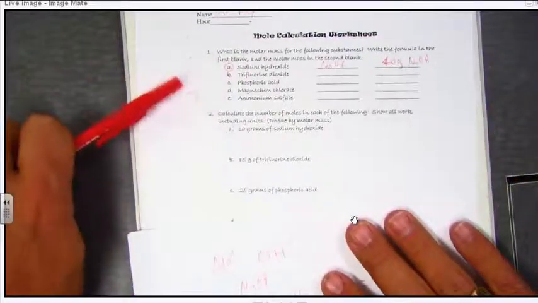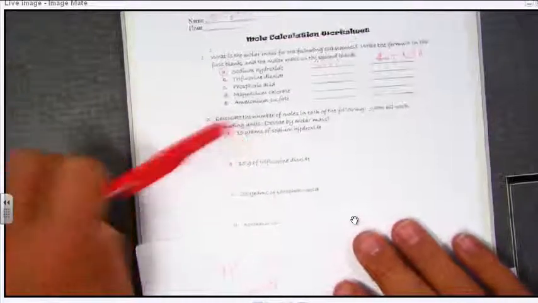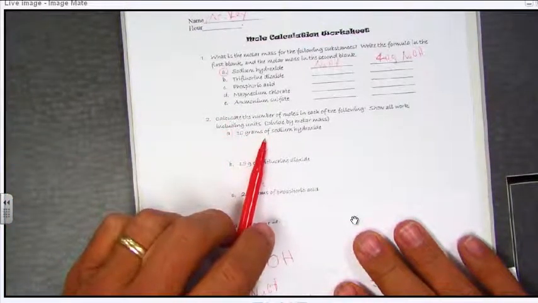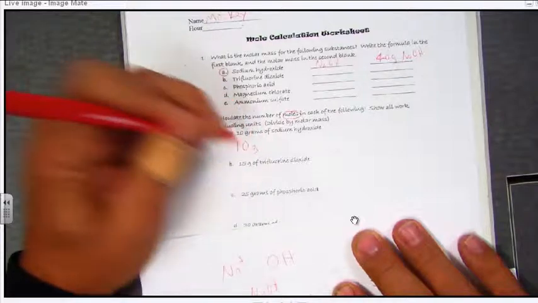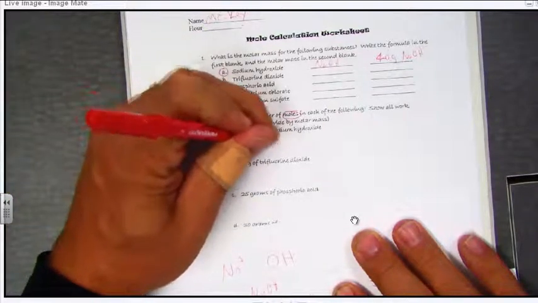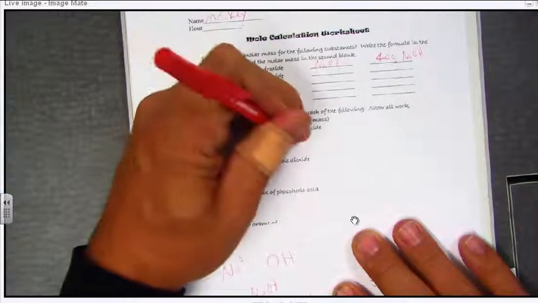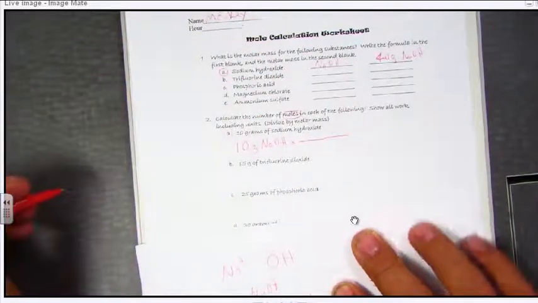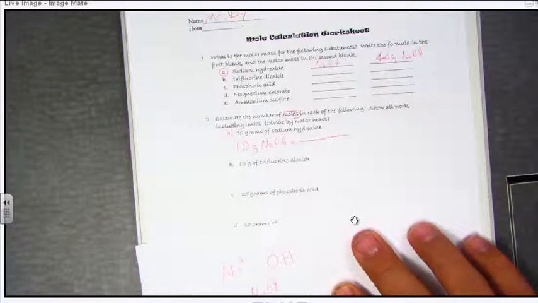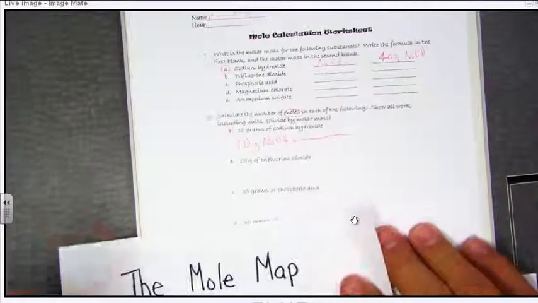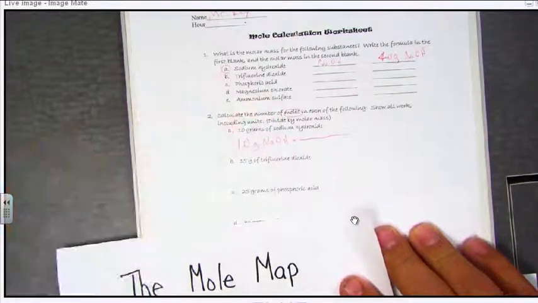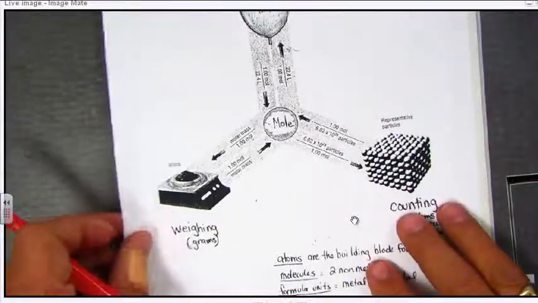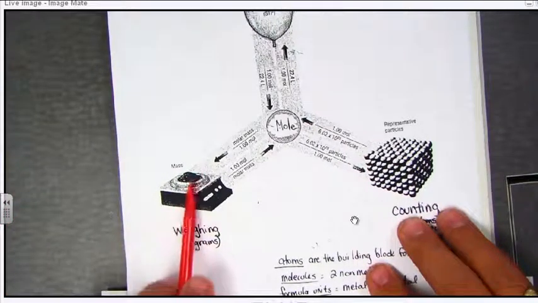I'm going to go to number 2A. It says I need to change 10 grams of sodium hydroxide into the number of moles. I start these the same way. I start writing down what they gave me, 10 grams NaOH. And then I get ready to multiply by a fraction. I use the mole map to figure out what to put on the top and the bottom of the fraction. You can see that I know grams and I need to get to moles. So I throw the mole map into here. I know grams, there's the scale, and I need to get to moles.